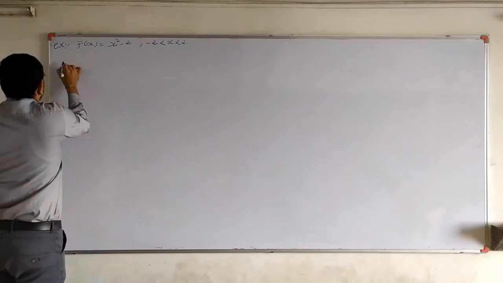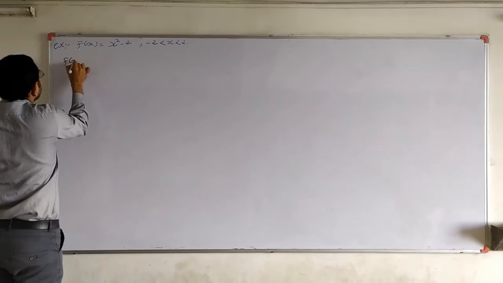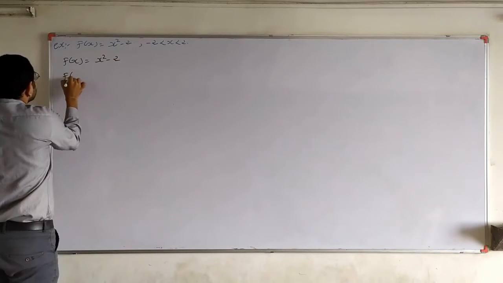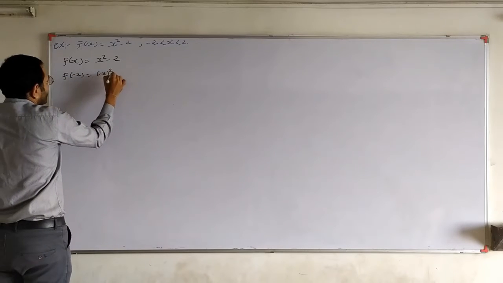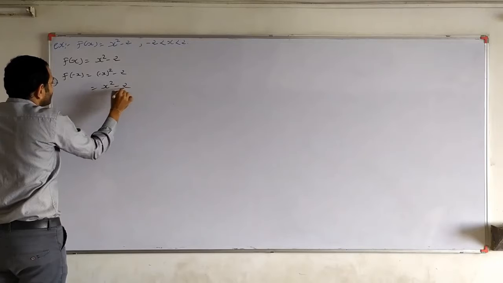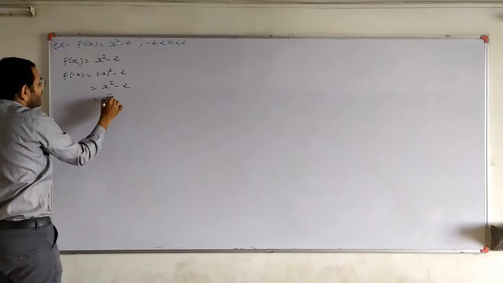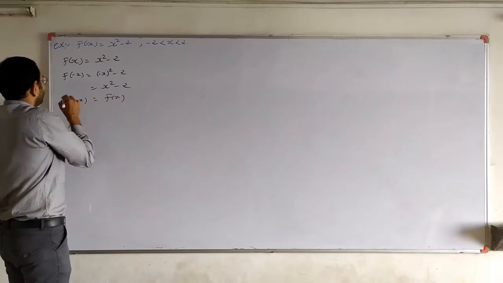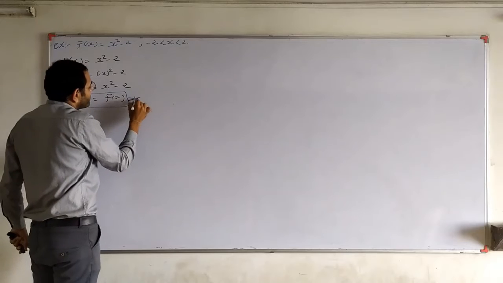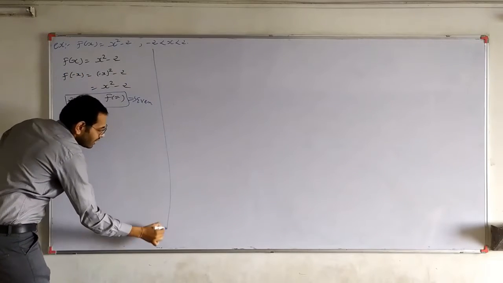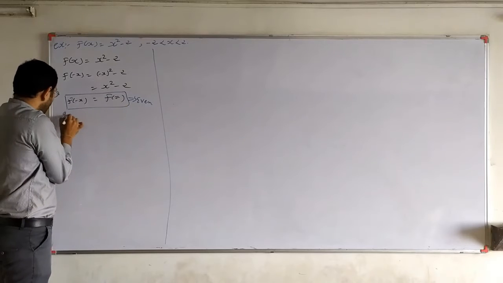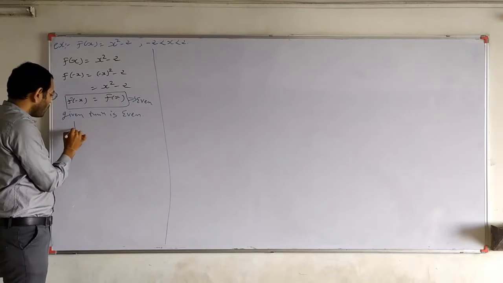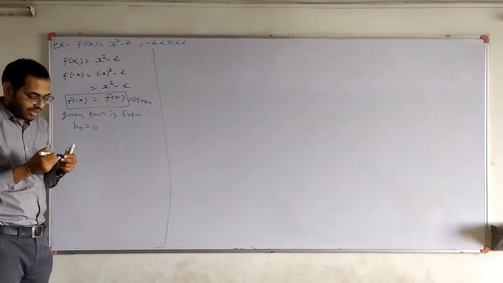Then we have to check whether the given function is even or not. f(x) = x² − 2. Replace x with −x: (−x)² − 2, and we get x² − 2, which is the same as the original function. So f(−x) = f(x), and we can say that the given function is even. So, if it is even, then bn is 0.